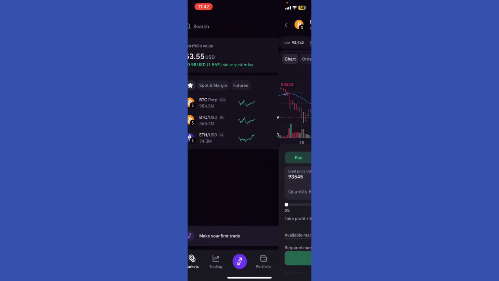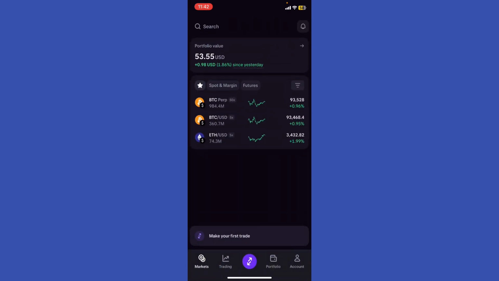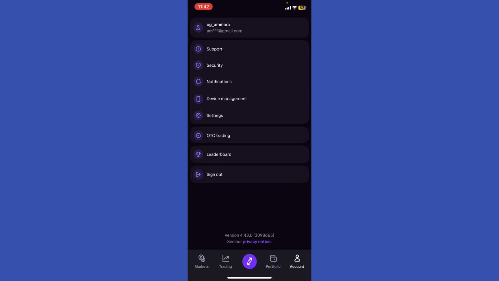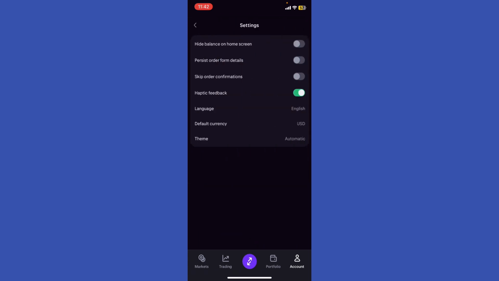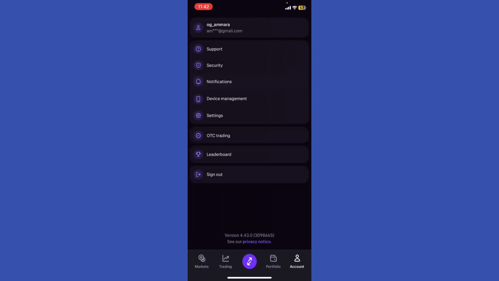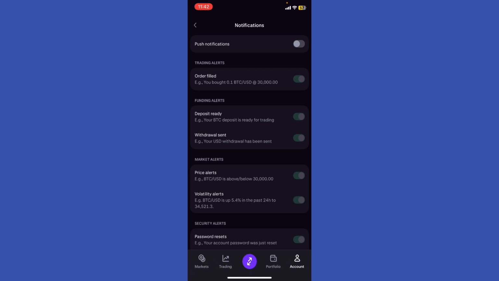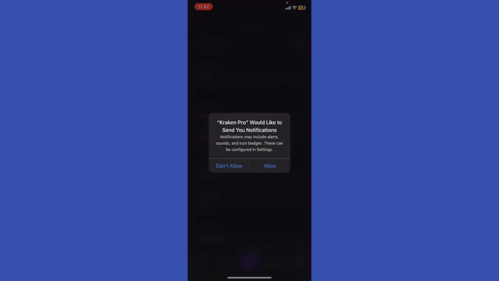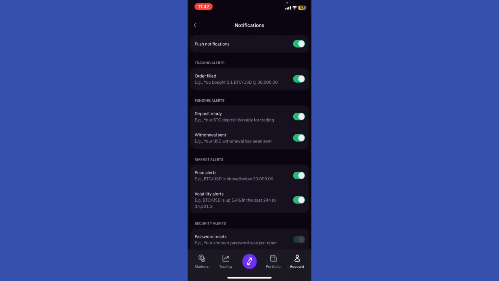If you want to know more, you could just go ahead and click the account and click the settings, not the settings, go back to the profile. You're going to see notifications from here, and make sure that you allow notifications from here to see the latest price for Bitcoin or any other crypto that you're interested in.